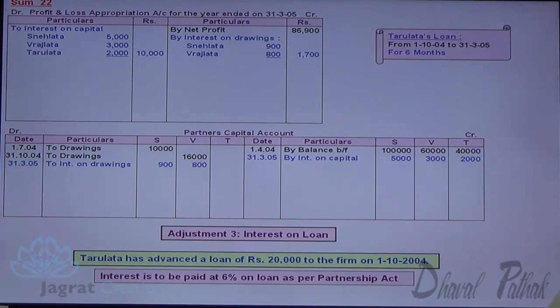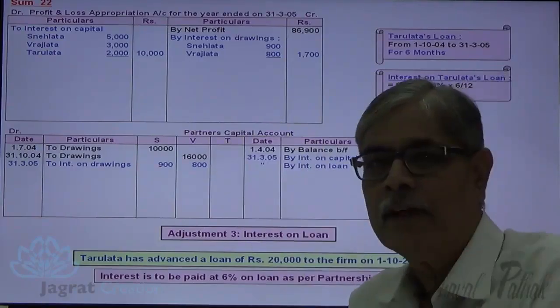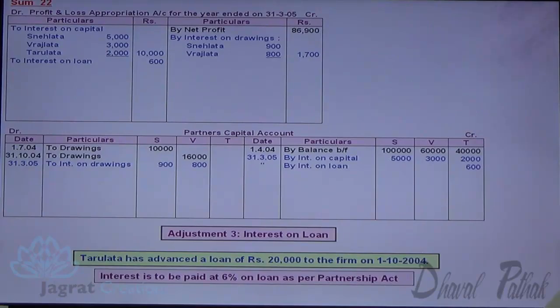Loan amount is 20,000. So 20,000 into 6% into 6 by 12, 600. Profit and loss appropriation account debit to partners capital account credit, interest on loan. We are not told the rate of interest on loan, but we have to give interest on loan at the rate of 6% as per Partnership Act.